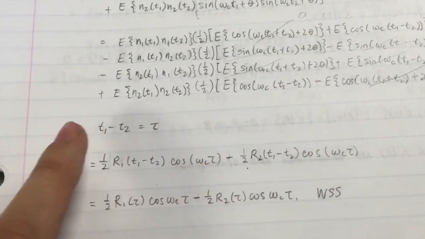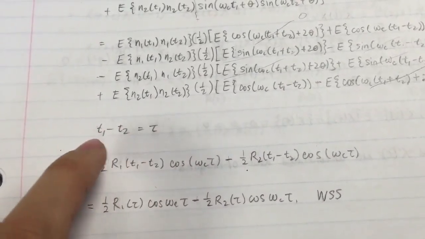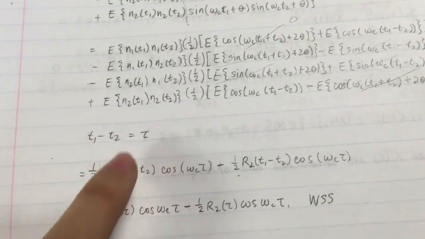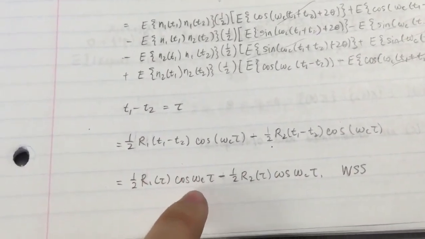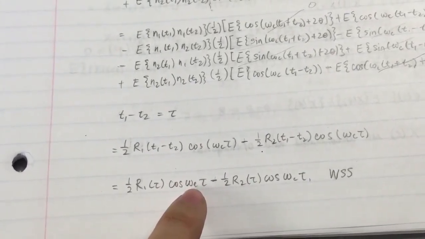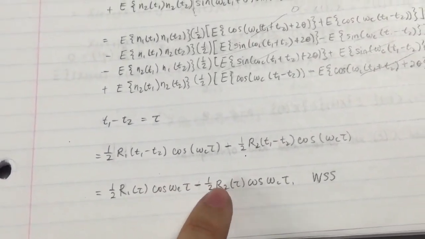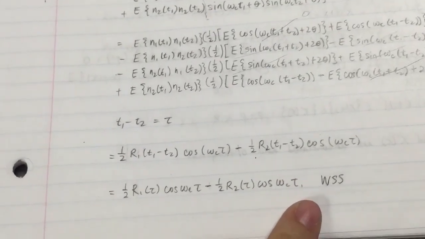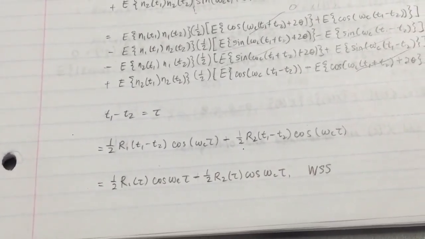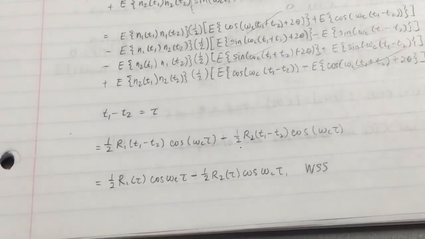So once you replace T1 minus T2 with tau, you get this expression, 1/2 R1(tau) cosine(omega_c tau) minus 1/2 R2(tau) times cosine(omega_c tau). And this means that Z(t) is WSS because it's not dependent on t.